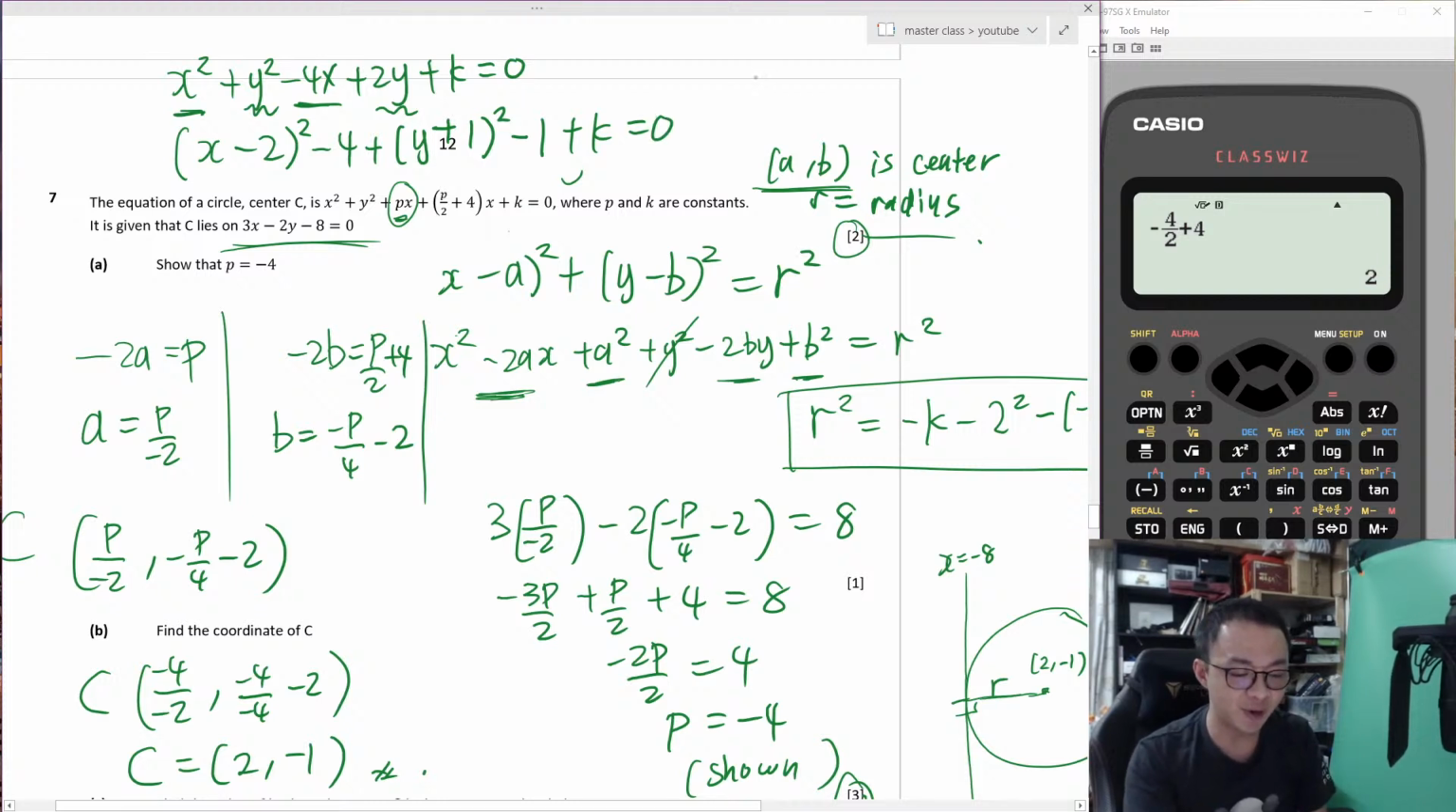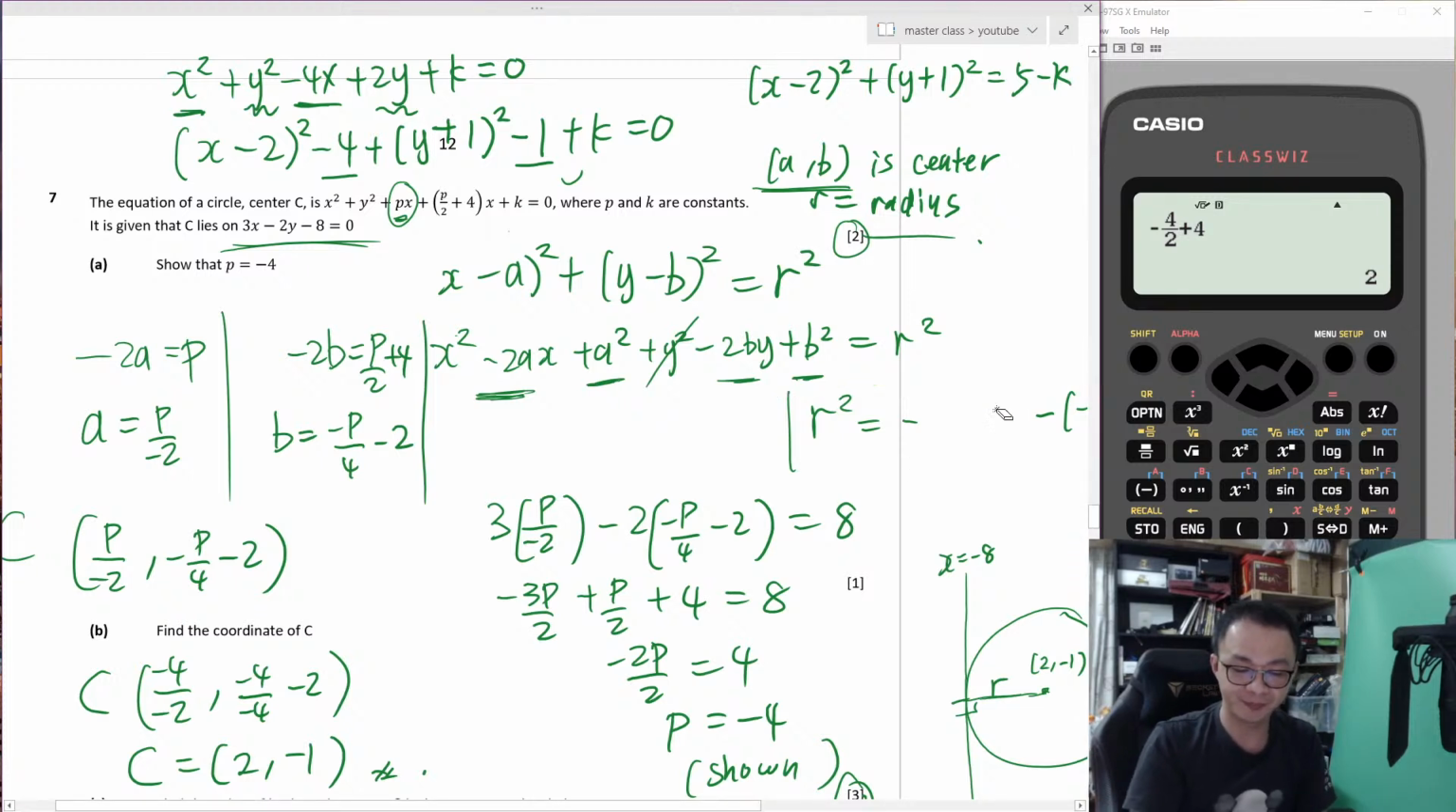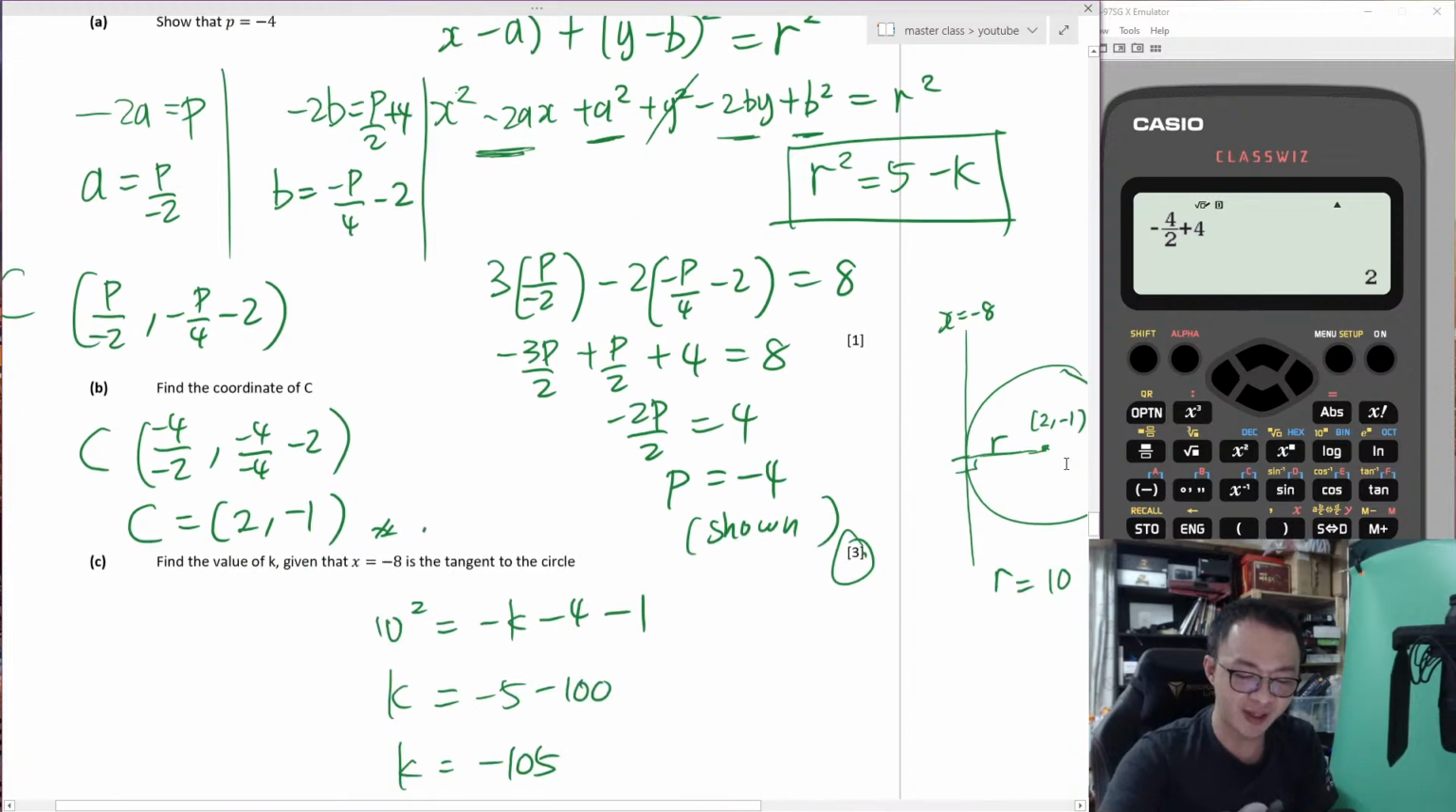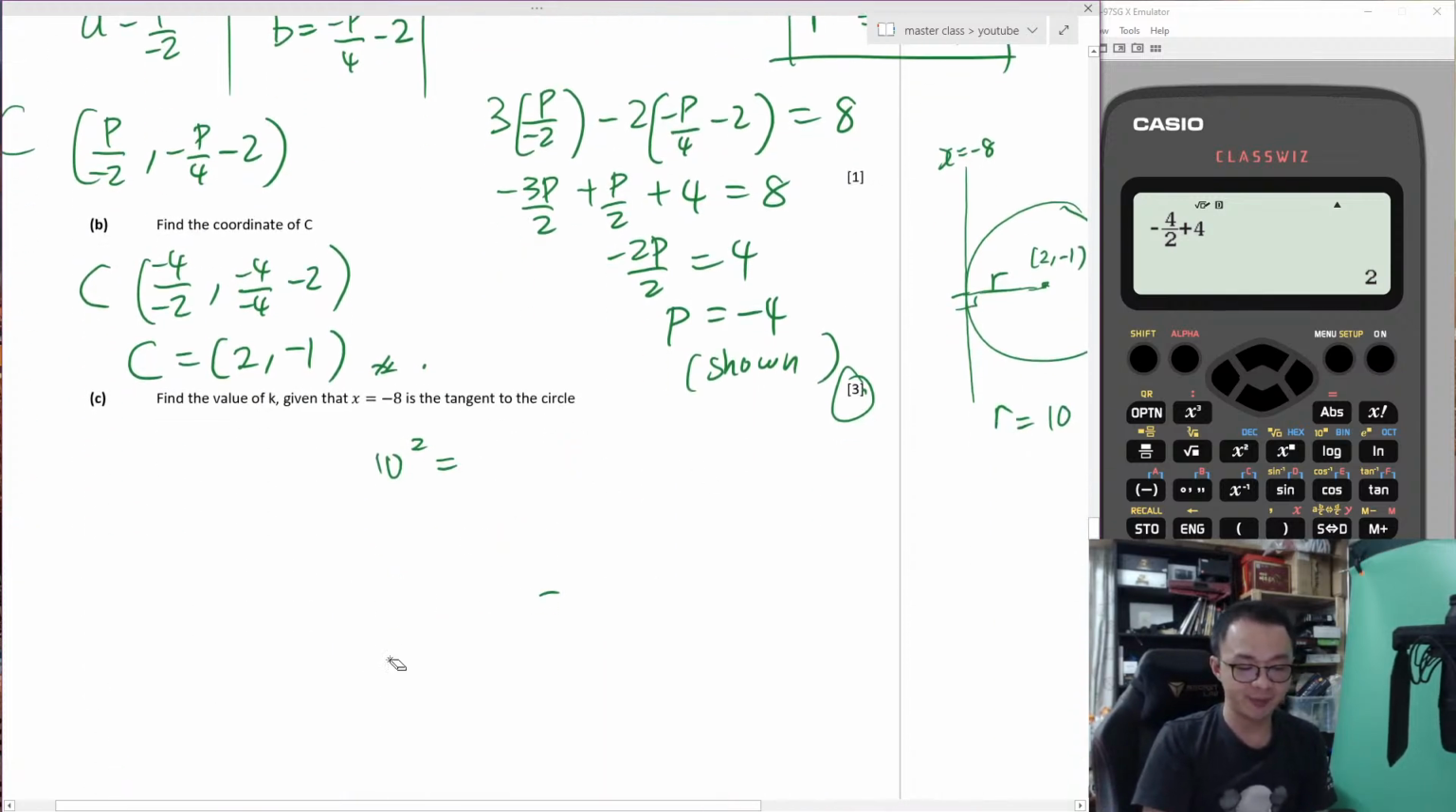So therefore, this equation should be x minus 2 square plus y plus 1 square equals to minus 4 minus 1 move to the other side is 5 minus k. Yeah, so here I actually did a little bit mistake, because my r square should be 5 minus k. Because my r is 10, here must be 5 minus k. So my k should be 5 minus 100. My k is negative 95.